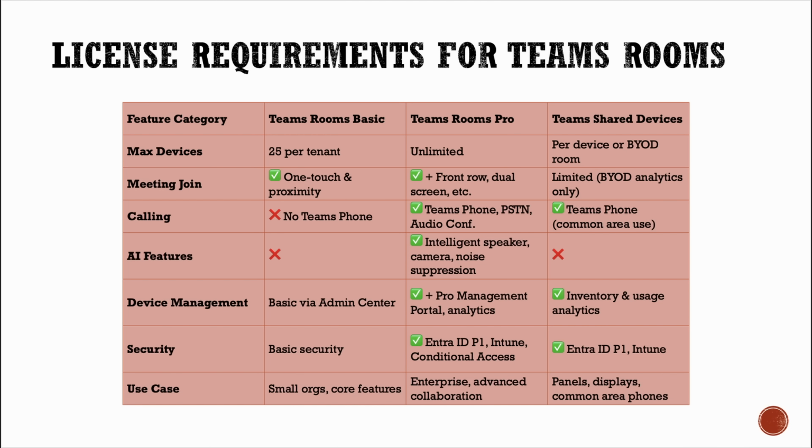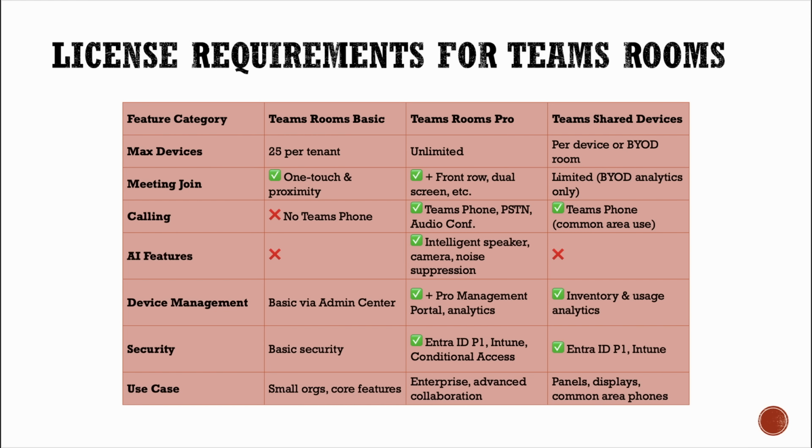Let's start with Teams Rooms Basic. This is ideal for small organizations or limited deployments. You can license up to 25 devices per tenant, and it supports one touch and proximity join for meetings. However, it doesn't include Teams Phone or advanced AI features. Management is limited to basic controls via Teams Admin Center, and security is standard.